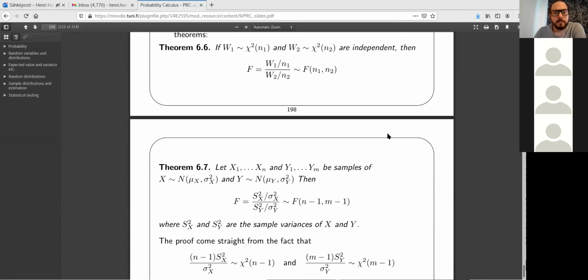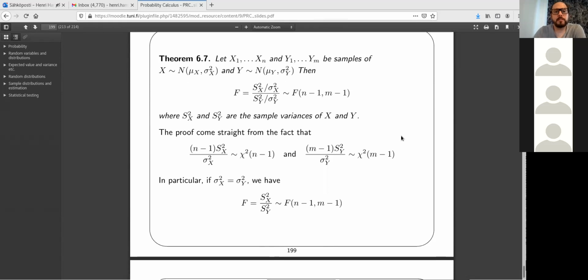The point here is this. We calculate the F statistic by calculating a quotient of two chi-squared distributed variables that are normalized by dividing with their degrees of freedom. And the thing is, if we have two samples of normally distributed variables, then their sample variances divided by their actual variances, the quotient is going to be F distributed with n-1 and m-1.